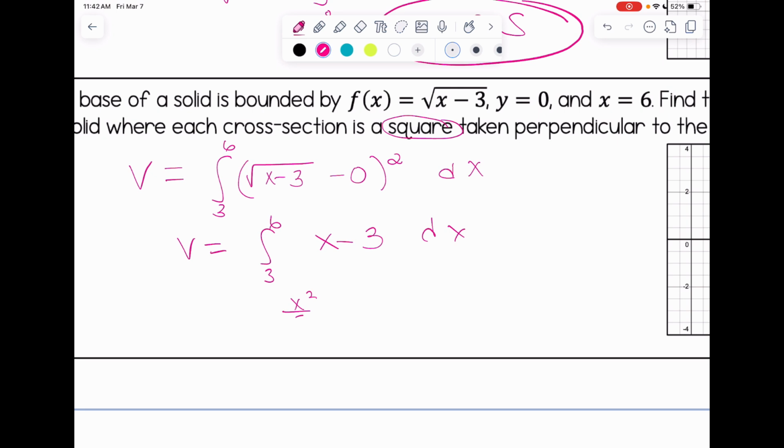So I'm going to get x squared over 2 minus 3x, and we're going to plug in the bounds. So I'm plugging in 6 and 3, and then I'm going to simplify this. When I compute all of this and simplify, I get as my volume 4.5.